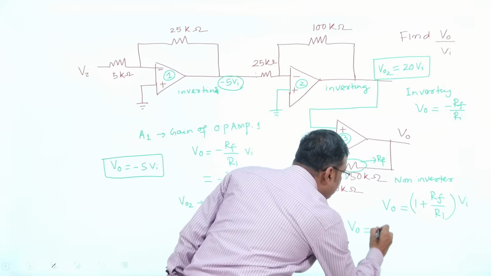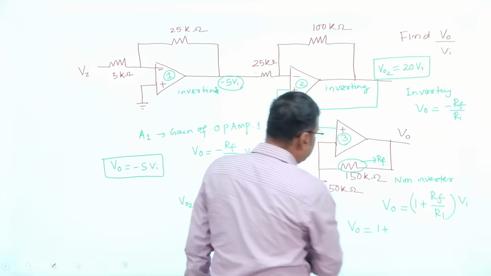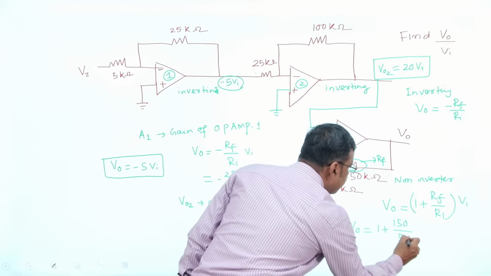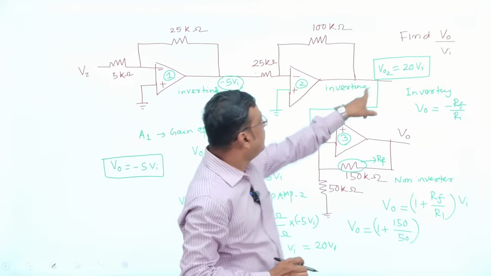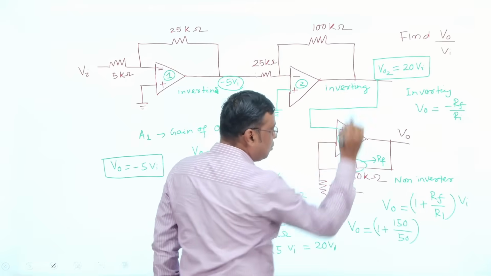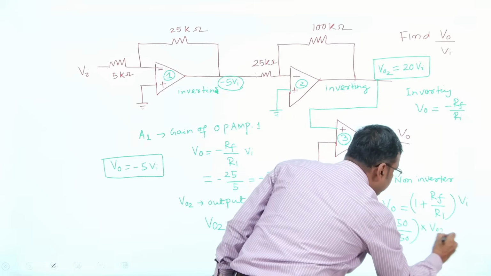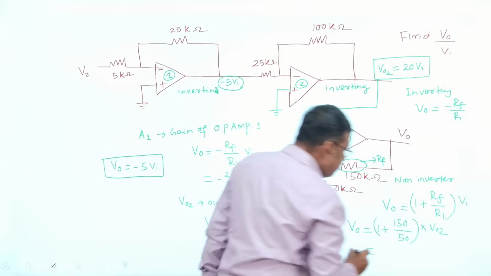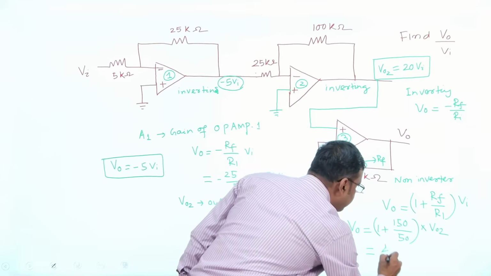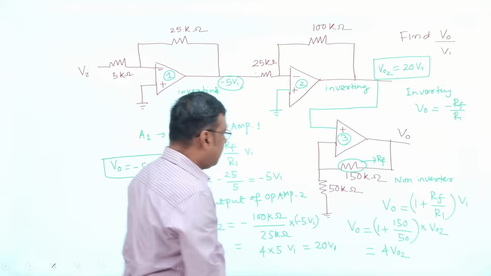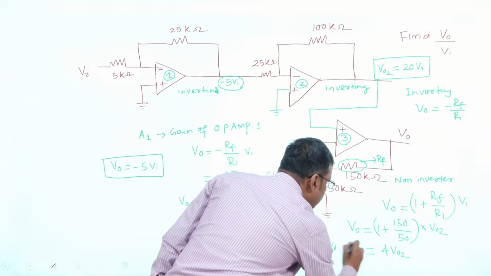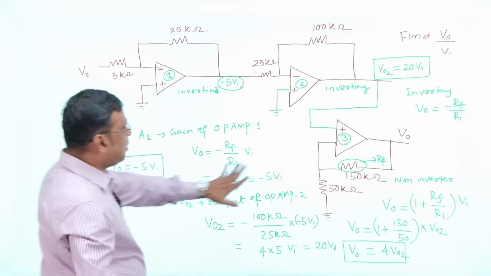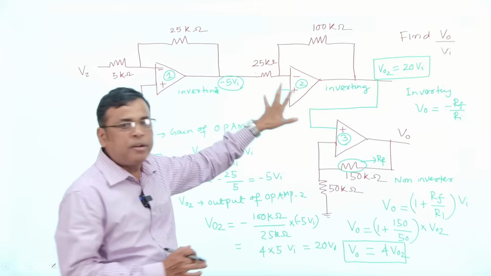So V0 value is how much here? V0 equal to 1 plus RF. RF value is how much? 150 by R1. R1 is your 50 into Vi. What is your Vi? Input voltage is how much here? Like this, V02. So that will be how much? 150 by 50 is your 3. That is 3 plus 1, 4, is your 4 V02. Okay. So V0 equal to 4 V02. So we already find out the output of the non-inverter, means output of the three combinational op-amp circuits.